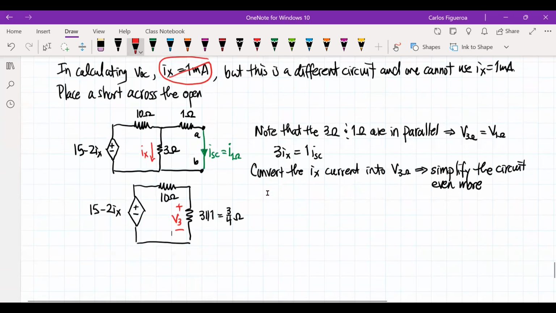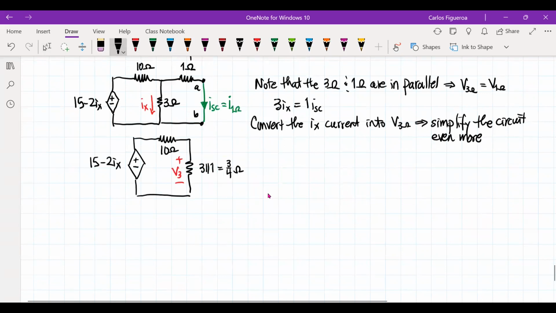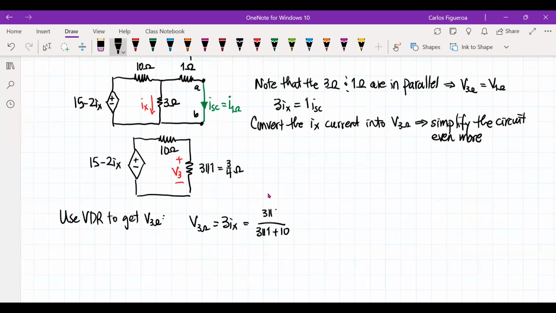So now I'm going to use VDR to get V3 ohm. V3 ohm is then going to be the same as 3Ix, which is then going to be what? It's got to be 3 parallel to 1, over 3 parallel to 1 plus 10, times the voltage, which will be 15 minus 2Ix.